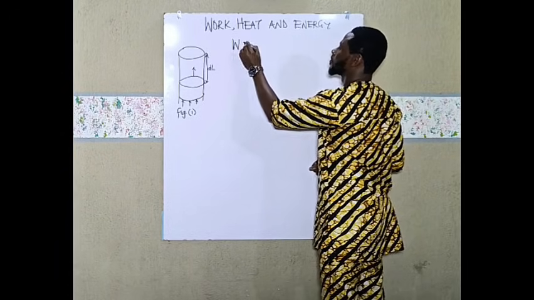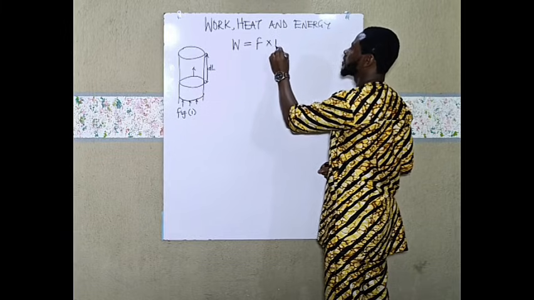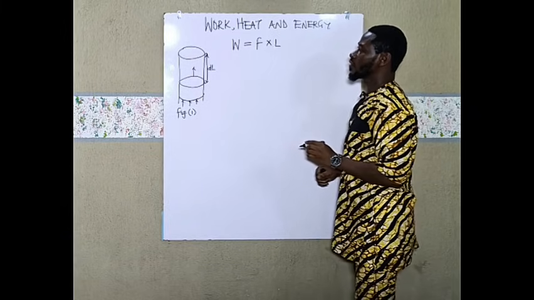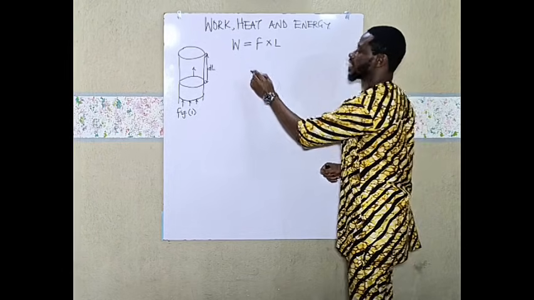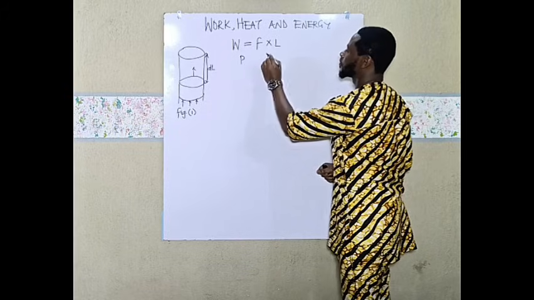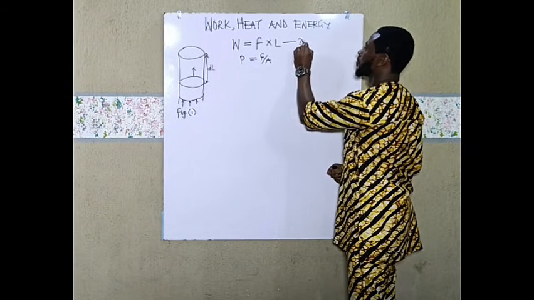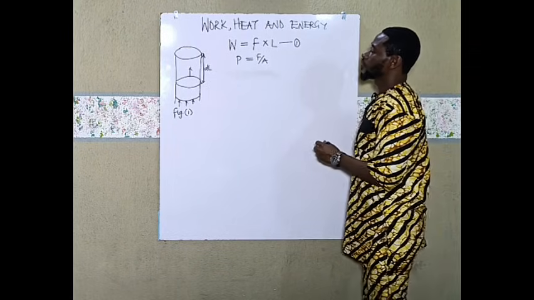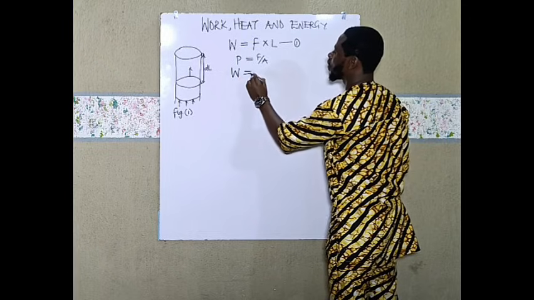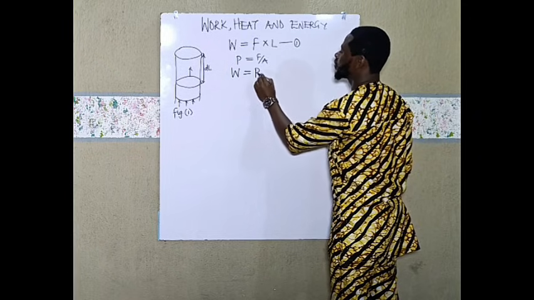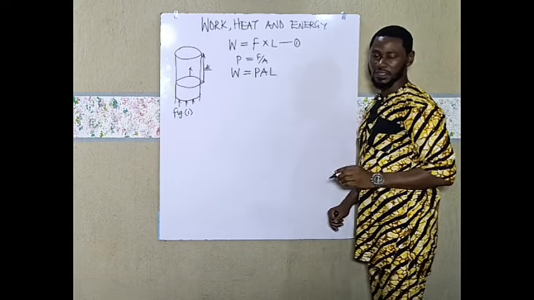Now work is the product of force and distance L. We go back to our fundamentals where we have pressure defined as force over area. Now let's substitute the pressure force in equation 1. We have work equals the pressure multiplied by the area and the distance.